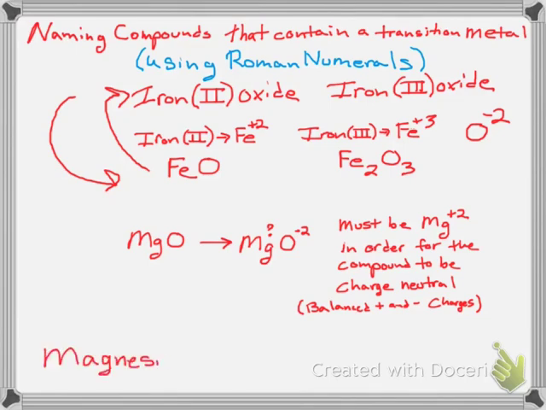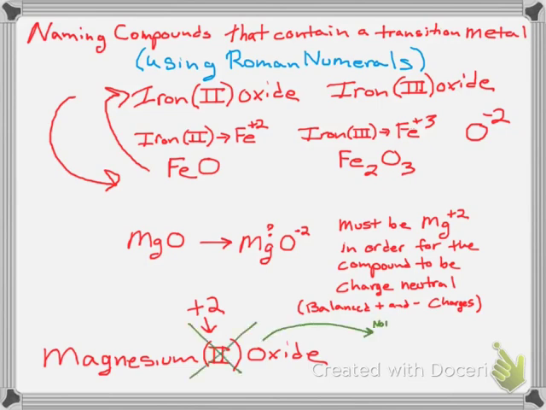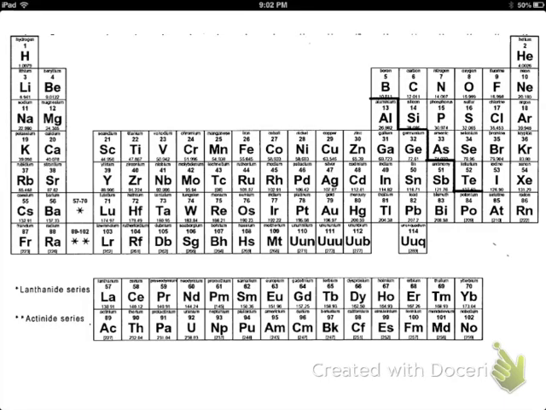So, we could call this compound magnesium 2 oxide, the Roman numeral 2 telling us that there was a +2 charge on the magnesium. But we're not going to do that because magnesium always has a +2 charge. So there's really no ambiguity, and when there's no ambiguity, we don't use a Roman numeral. A quick check on the periodic table shows us that magnesium does in fact have a +2 charge.